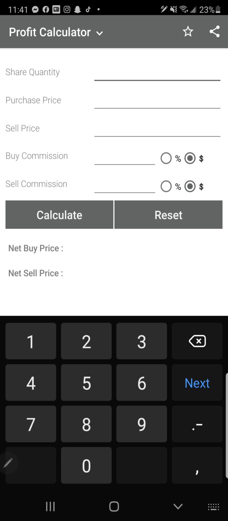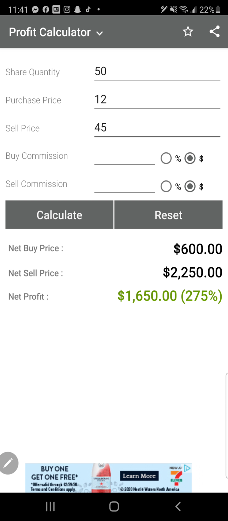So, for example, say I bought 50 shares of Twitter at about $12, and I wanted to sell it when it gets to a price of $45. You can put in a commission if your broker has one, but nowadays most apps don't have a commission. So you could just go ahead and hit calculate.